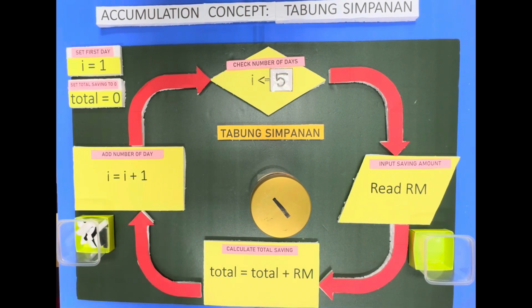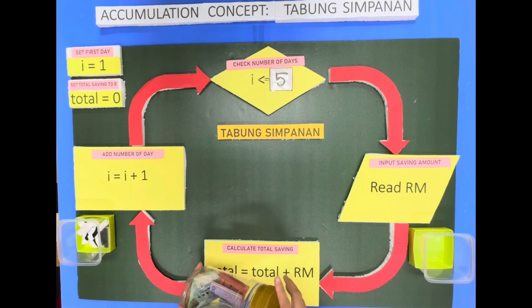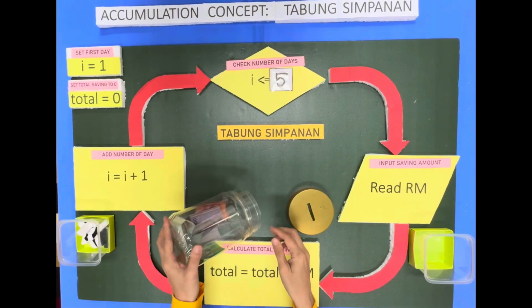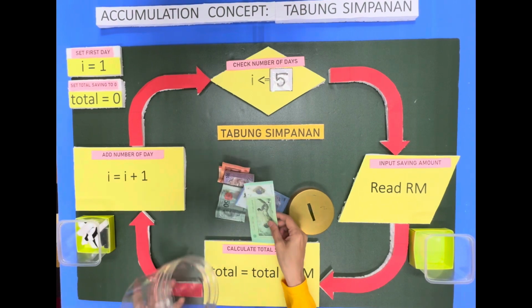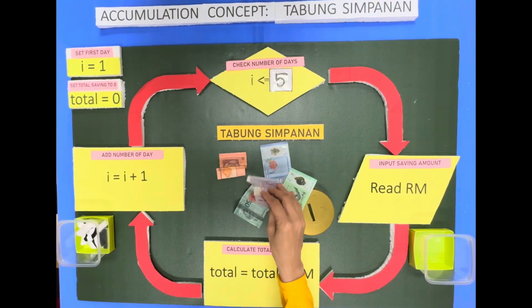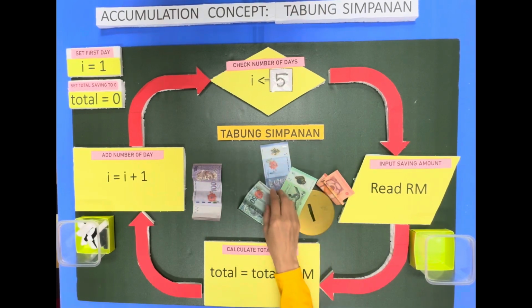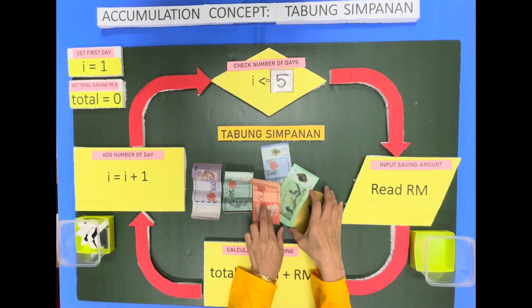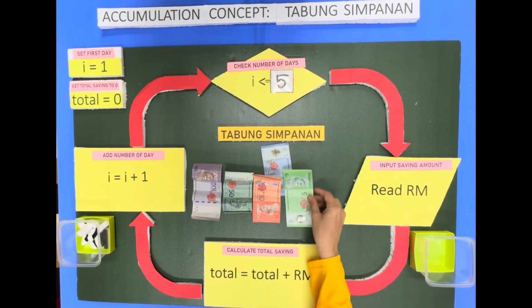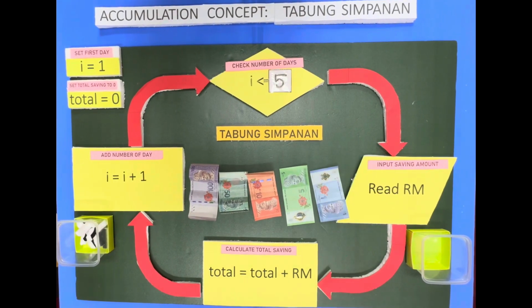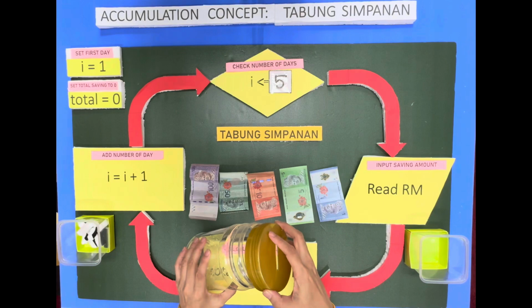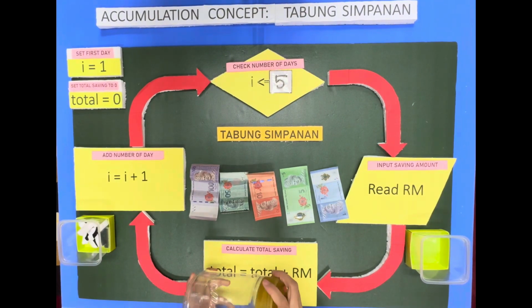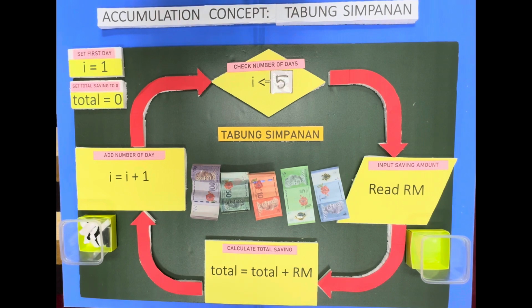So now student, to verify the concept of accumulation, let's find out the current total. Let's open the tabung and count together how many ringgit is inside the tabung. Is it correct with our accumulation? We have 100 ringgit. We have 50 ringgit. 150. We have 160. We have 165 ringgit and 166 ringgit inside our tabung. So is it correct if you check with the counter table?